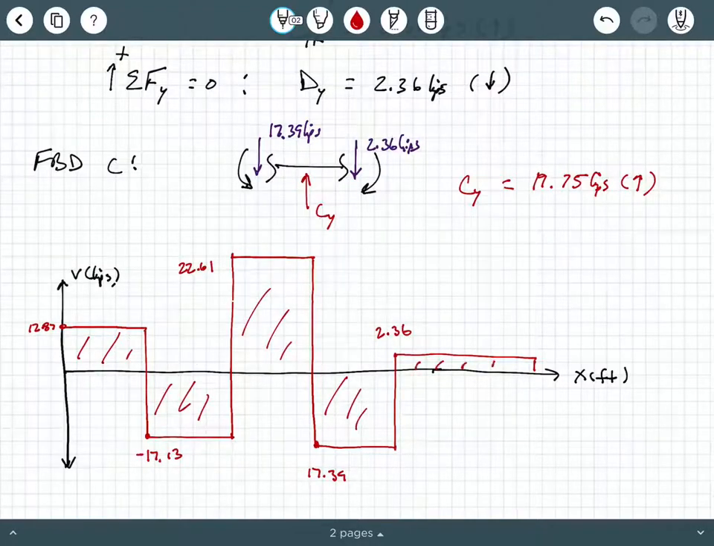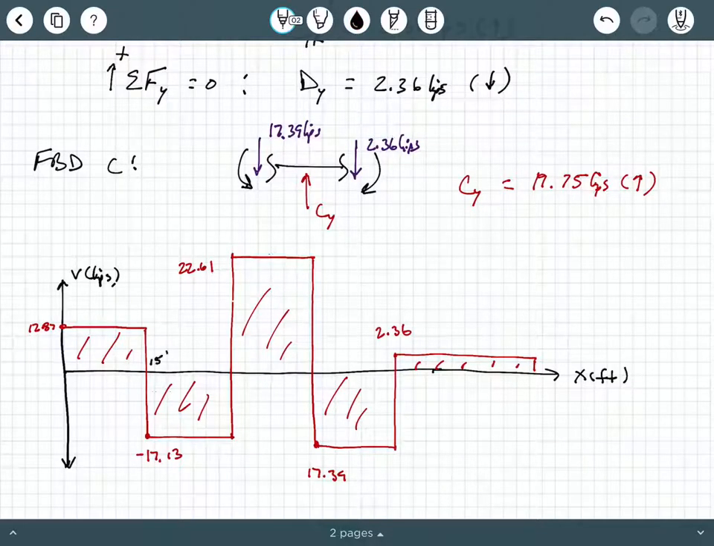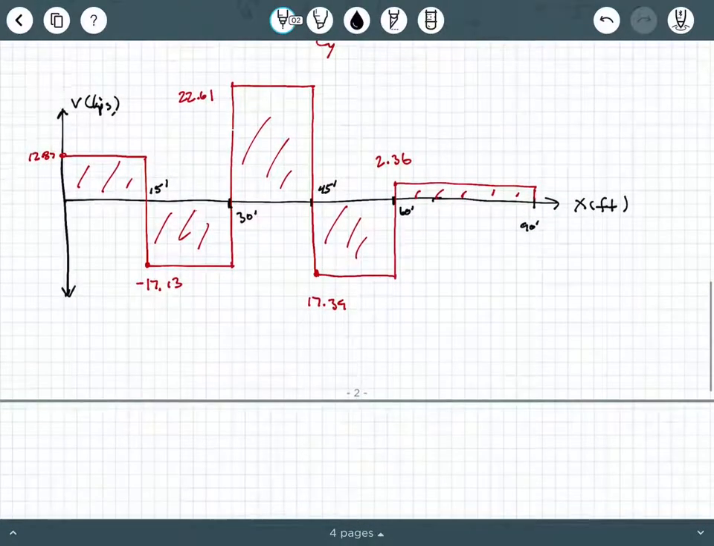So this is our shear diagram. Nice looking shear diagram, if I say so myself. This is 15 feet. This right here is 30 feet. This right here is 45 feet. Yep. And then this right here is 60 feet. And this right here is the 90-foot mark.